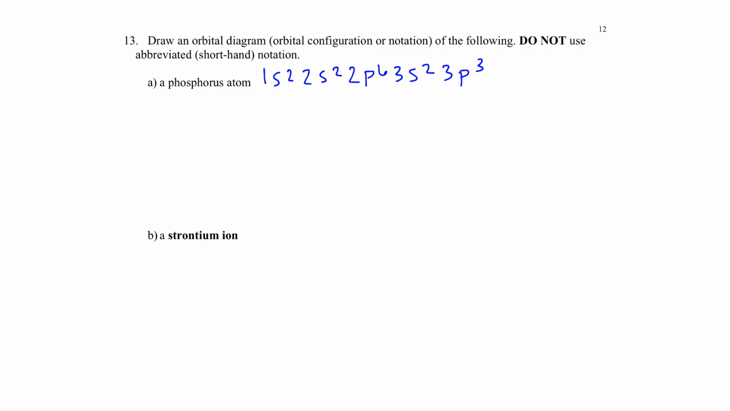All right, there's the one, and then strontium is a +2 charge. If it has a positive charge, it means it lost 2 electrons. So strontium had 38 protons and 38 electrons. If it loses 2 electrons, it would now have 36, which makes it look like krypton. So I'm really just going to be writing the electron configuration for krypton here, which is at the end of the fourth row.